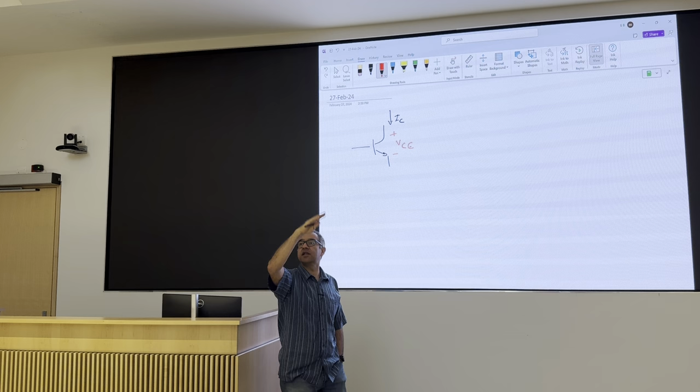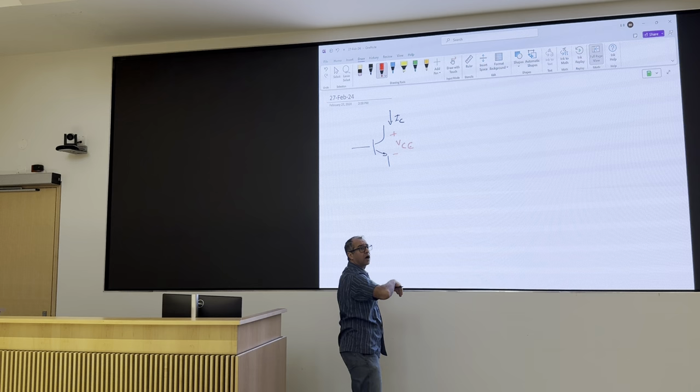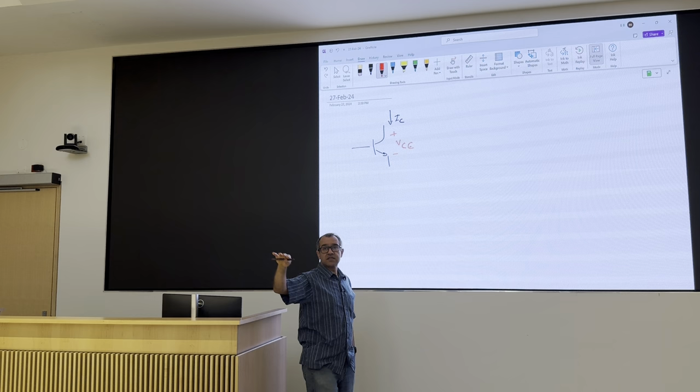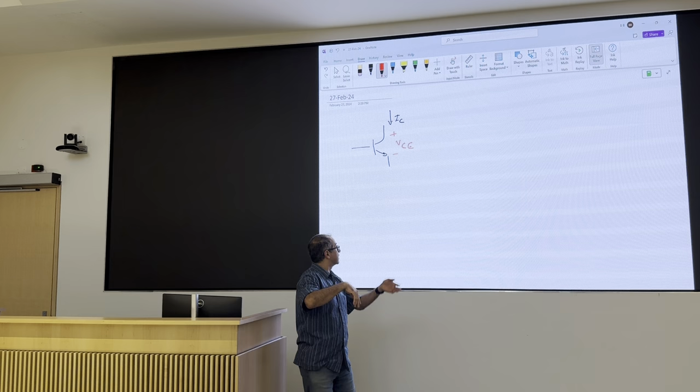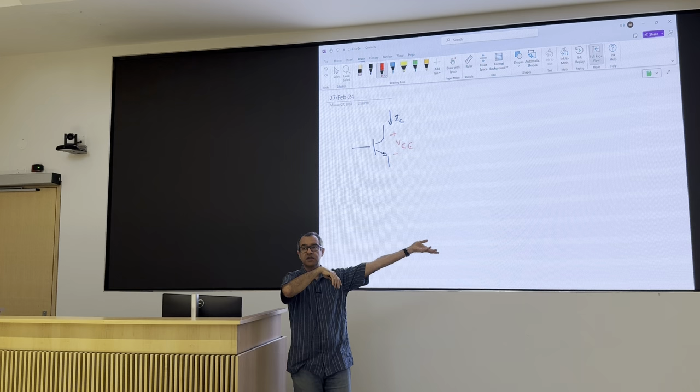So I want to set IC because I want to have all my small signal parameters well-defined, stable, and as I like them. And I want to have a known amount of VCE. Sometimes you go for maximum swing. Maximum swing means that the signal at, let's say, the collector or emitter is changing as much as it possibly can before your transistor enters cutoff or saturation. Sometimes you don't want maximum swing.